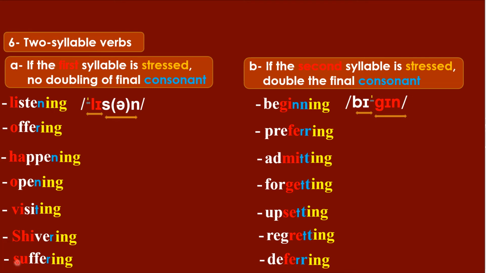How? For example, I say suffer. I stress the first syllable. Okay, here I double, I stress the first syllable. I say differ. I don't differ. So the stress is on the second syllable. Okay, let's move to the next point.